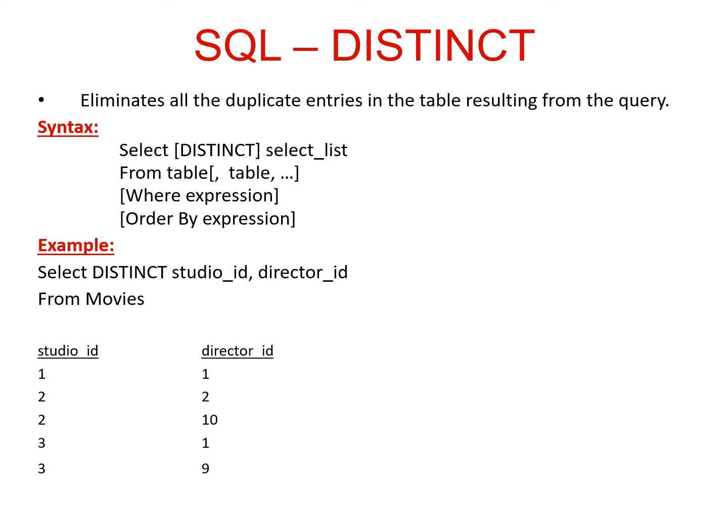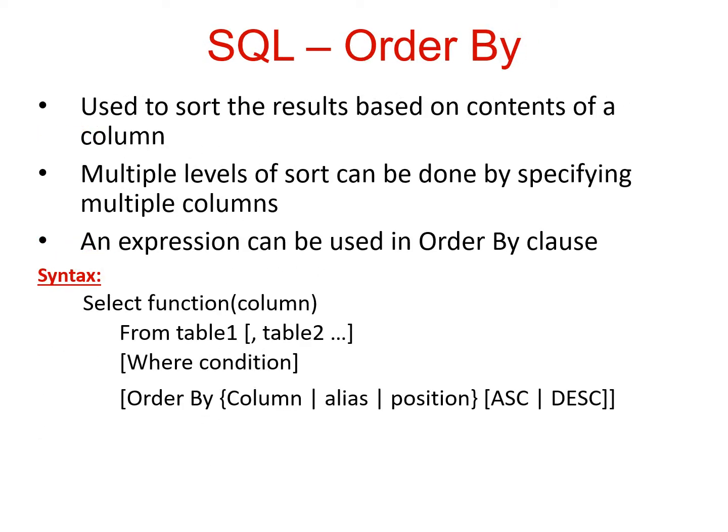SQL DISTINCT. SQL DISTINCT eliminates all the duplicate entries in the table resulting from the query. SQL ORDER BY. SQL ORDER BY is a very important function used to sort the result based on the contents of a column. Multiple levels of sort can be done by specifying multiple columns, and expressions can be used in the ORDER BY clause.